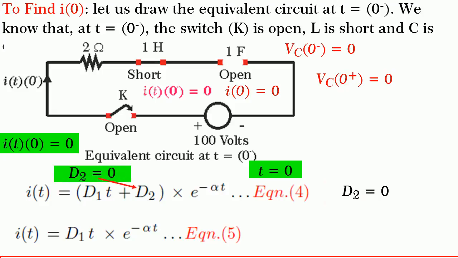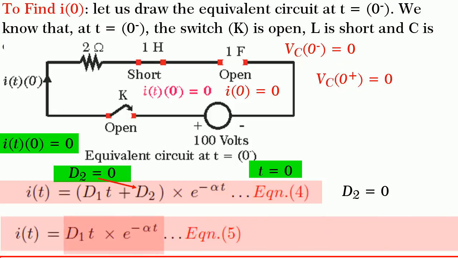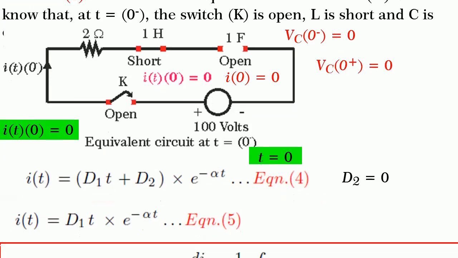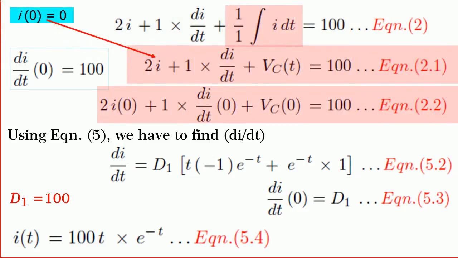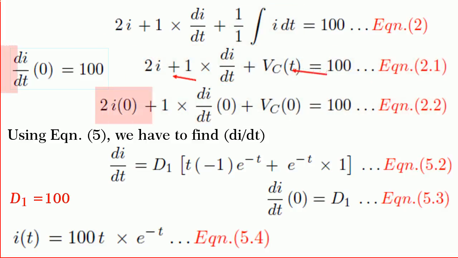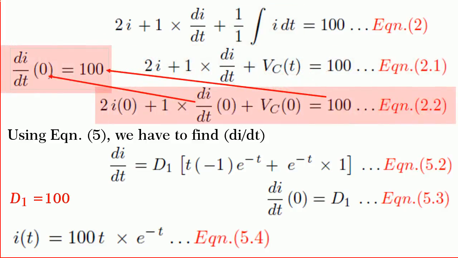Therefore, by substituting d2 = 0, the equation for i(t) is reduced to i(t) = d1 t e^(-alpha t). Let it be equation 5. To find di/dt at 0, consider the system equation 2. By substituting i(0) = 0 and Vc(0) = 0, we get di/dt at 0 is equal to 100.